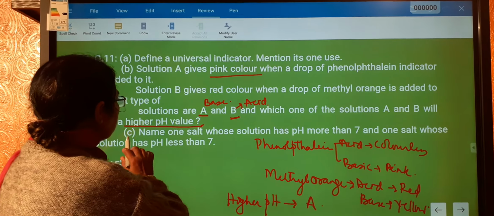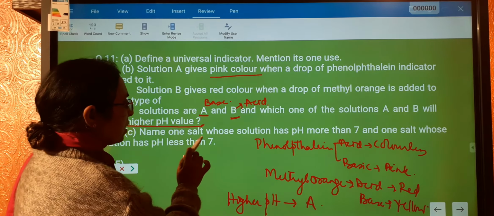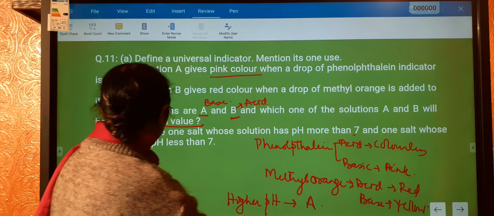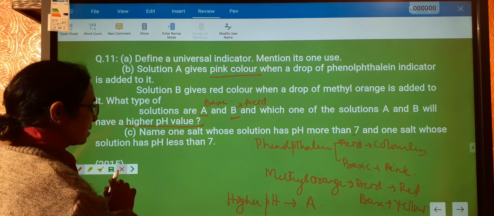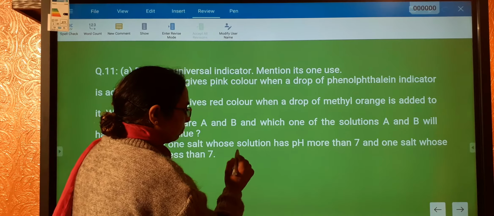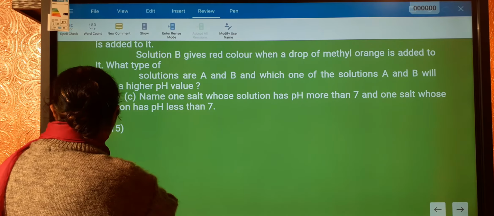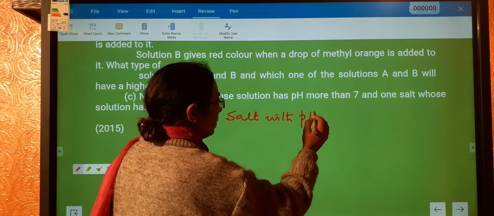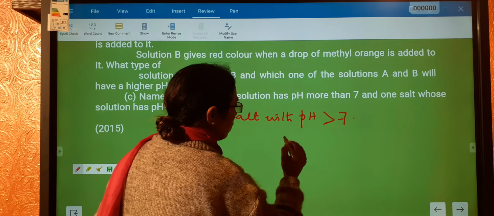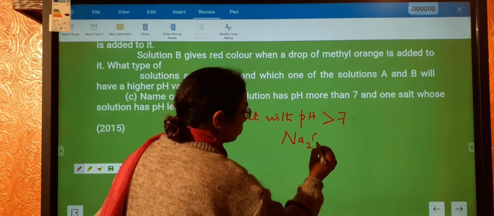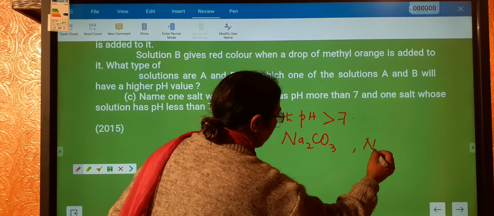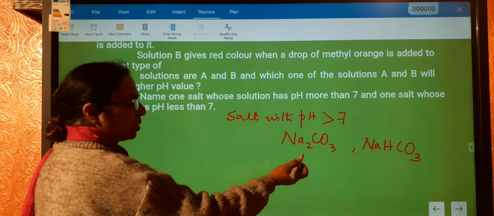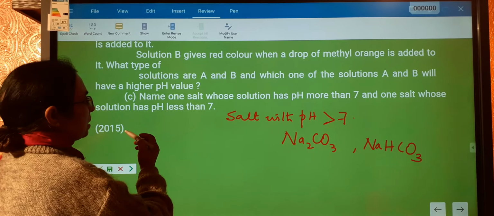Alright, now let us see the C part of it. Name one salt whose solution has pH more than 7 and one salt whose solution has pH less than 7. Alright, so a salt with pH greater than 7, what can we write? Na2CO3. We can also write NaHCO3. Anything like K2CO3, these salts have pH greater than 7.